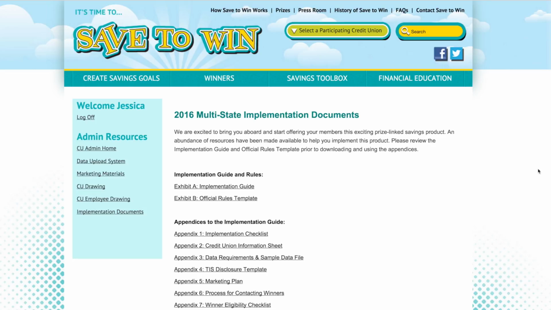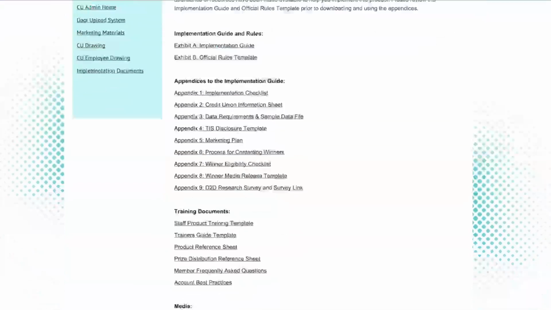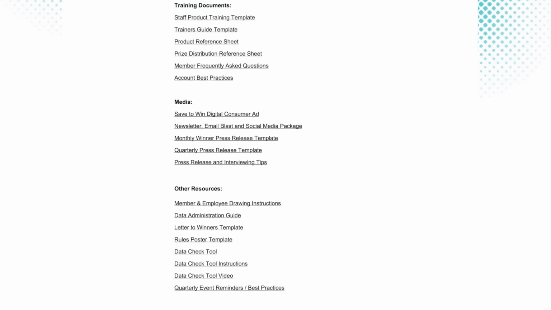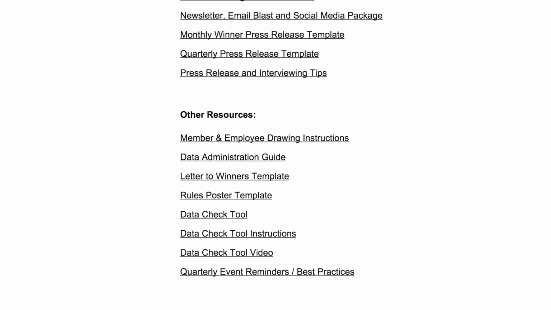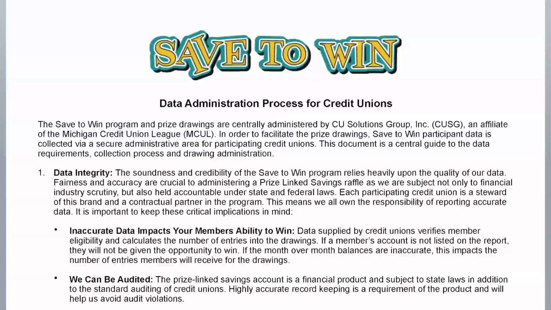Let's scroll down to take a look at the data admin guide, which goes along with the sample data file. This is located in the other resource section of the administrative website. The data admin guide is something that we would like to share with new credit unions just to review the process for submitting your data.